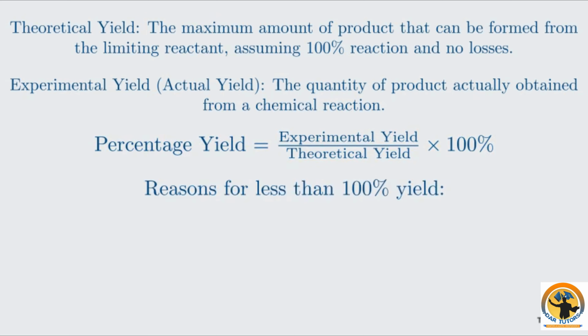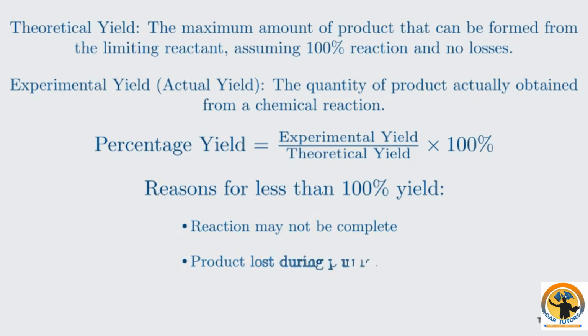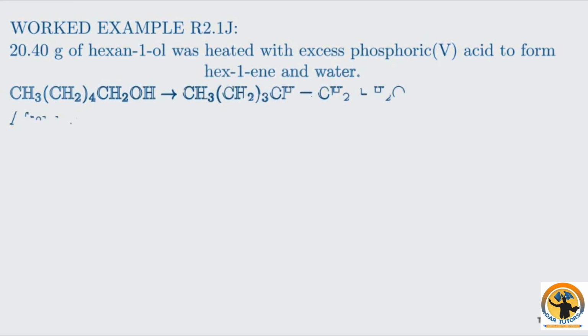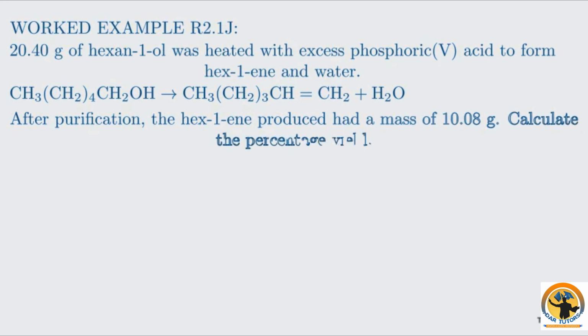There are several reasons why a yield might be less than 100%. The reaction might be incomplete. Some product could be lost during purification steps, or there could be competing side reactions that form other products instead. Let's work through an example involving percentage yield. This is a common type of problem in IB chemistry.